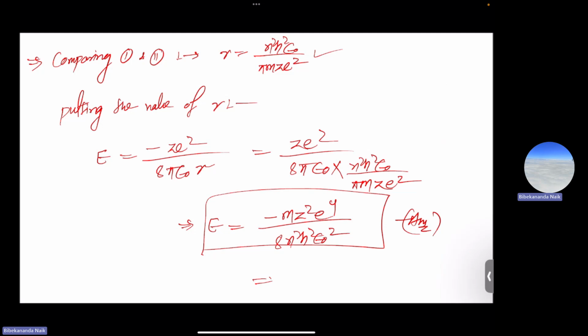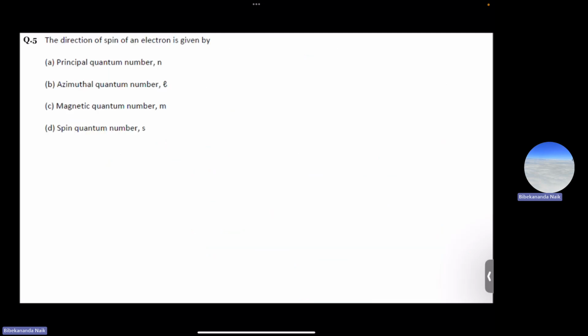Also, all these values are constant, so the energy is inversely proportional to n square, that is the principal quantum number. So I hope this is clear to all of you.